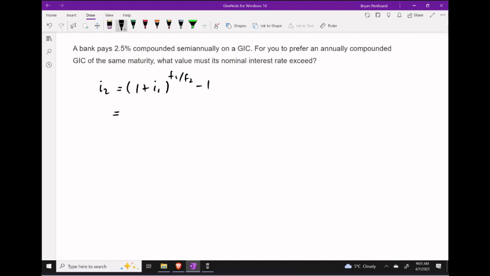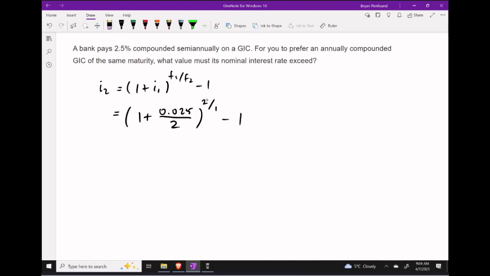Let's go ahead and sub in what is given to us as I1. This means inside of our brackets we'll have 1 plus 0.025, and this is semi-annual, so let's take our frequency number F1 to be 2. We're hoping to find a rate that is an annual compounded rate, so let's take F2 to be equal to 1.